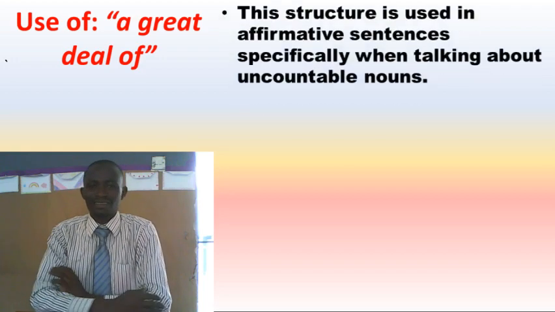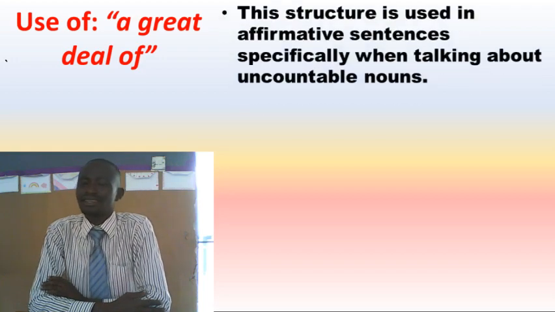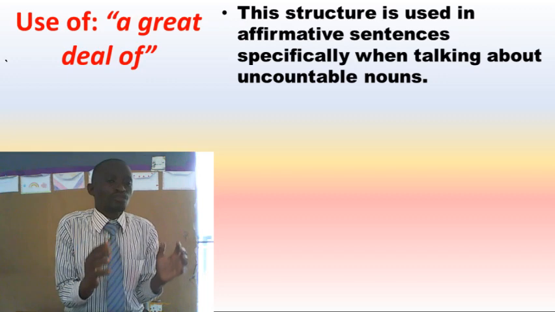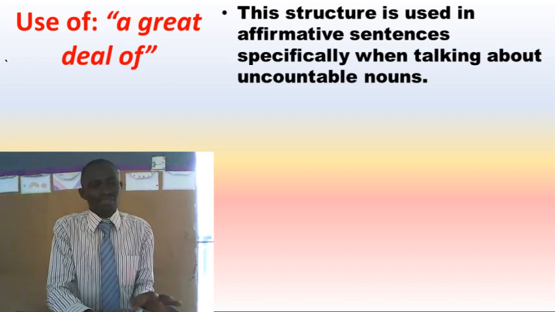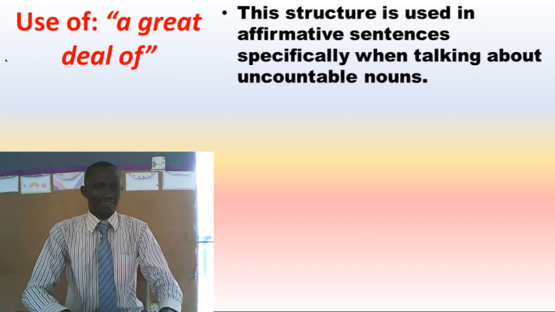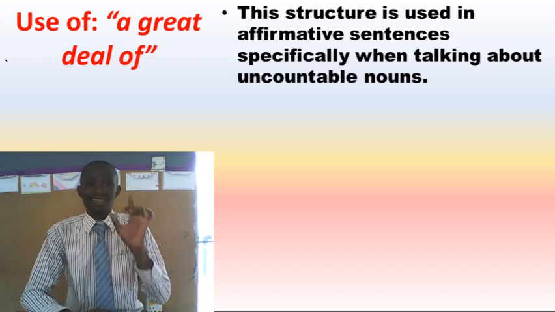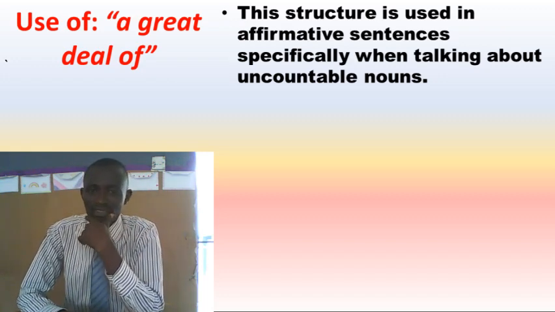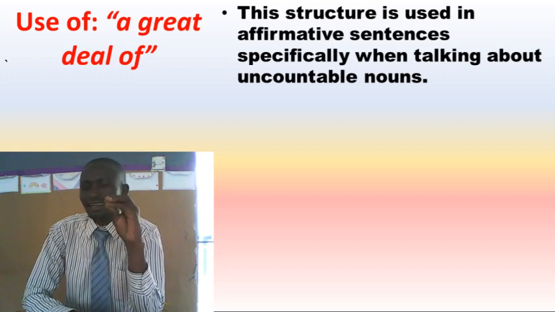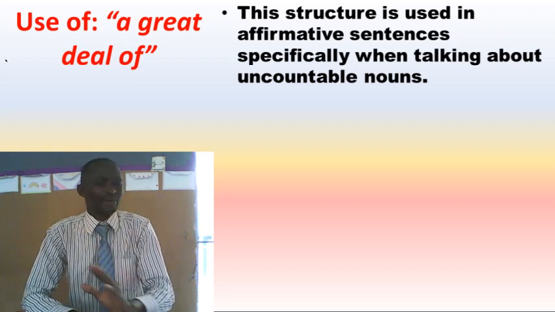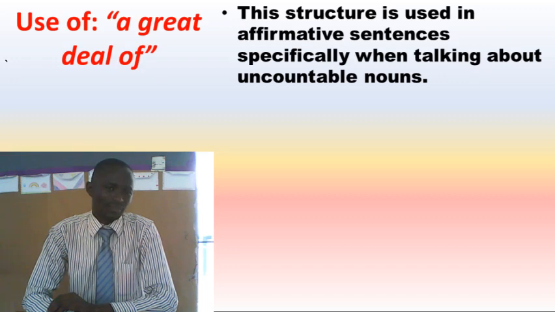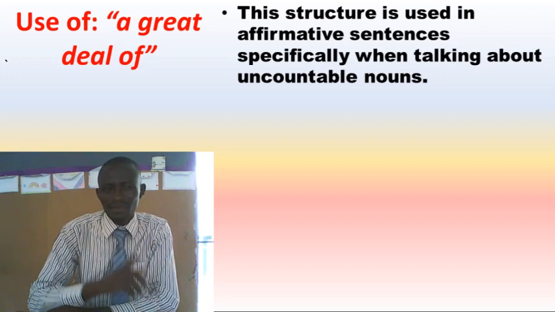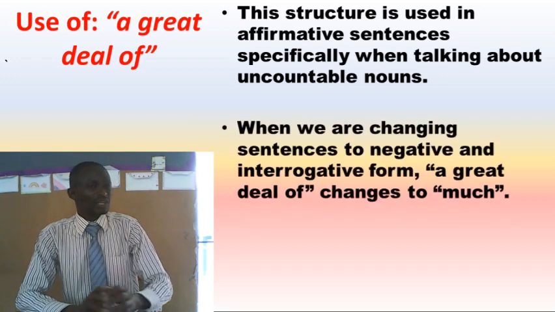So the first principle says, the structure a great deal of is used in affirmative sentences. In fact, to confirm that something is the way it is expected, for example, we are smart. You are learning. That is an affirmative sentence. But now we want to use a great deal of in such a sentence. We're saying the structure is used in affirmative sentences, specifically when talking about uncountable nouns. We all learned about uncountable nouns. Can we cite some examples?